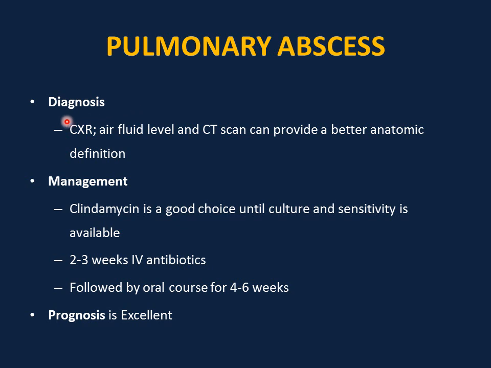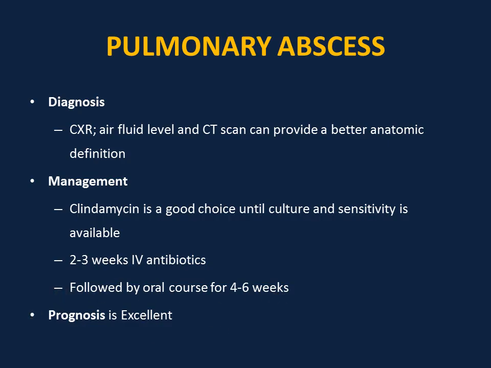Diagnosis of pulmonary abscess: on chest X-ray you will see an air fluid level, and the CT scan will give you a better anatomic definition. Management: clindamycin. Clindamycin covers for anaerobes, so this is the best antibiotic to start with until culture and sensitivity are available. The treatment is IV antibiotic for 2 to 3 weeks, followed by an oral course for 4 to 6 weeks at least.